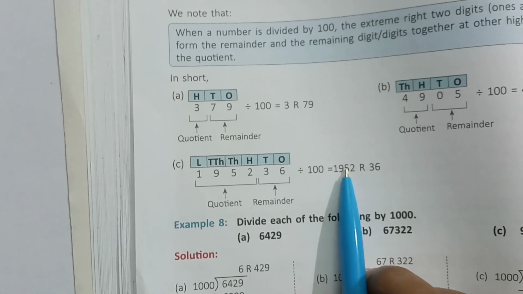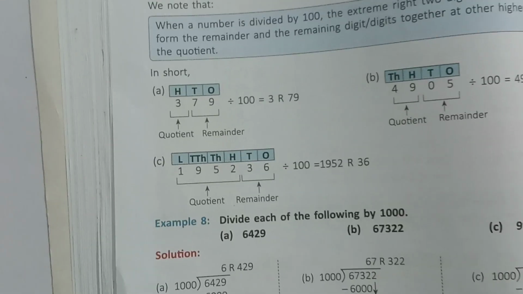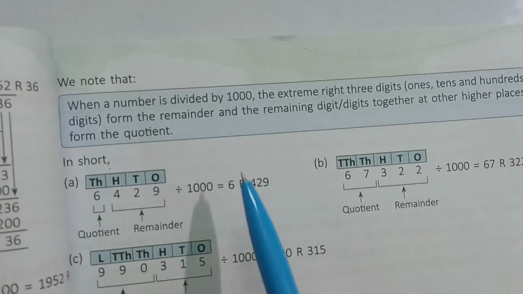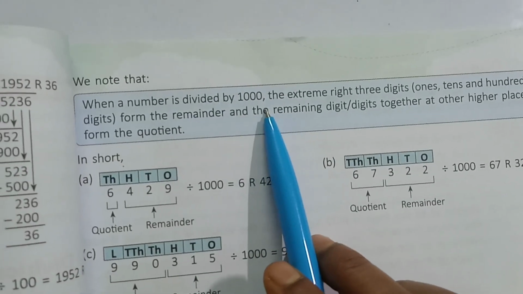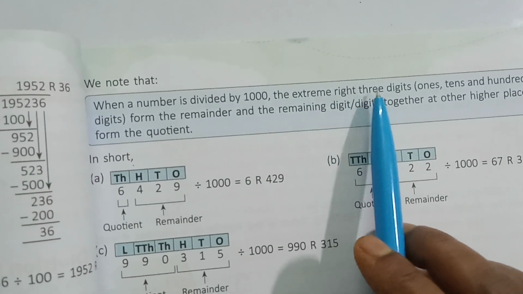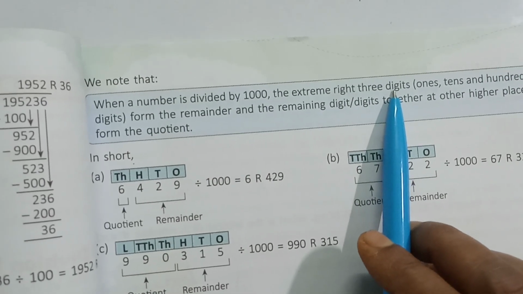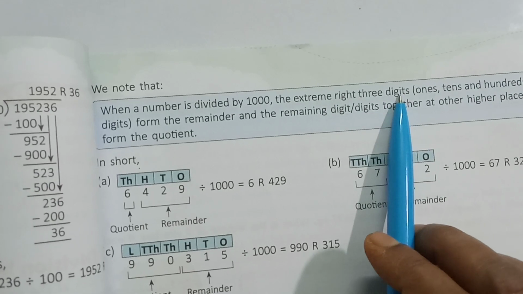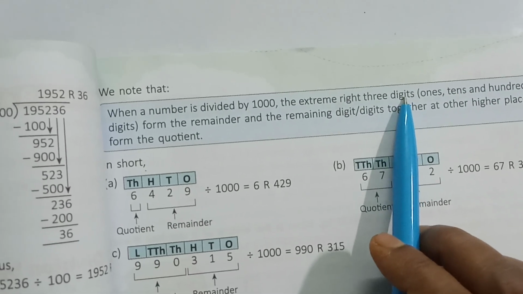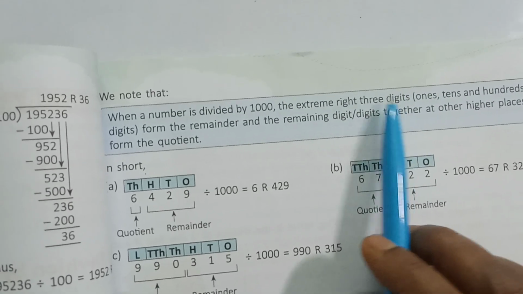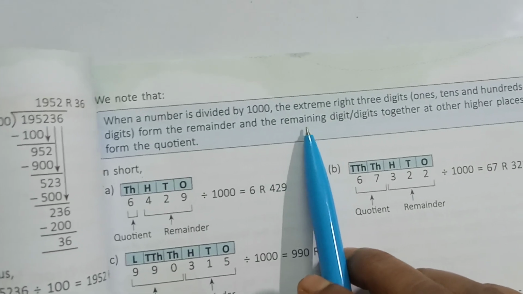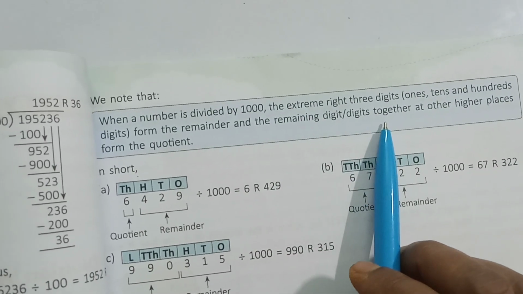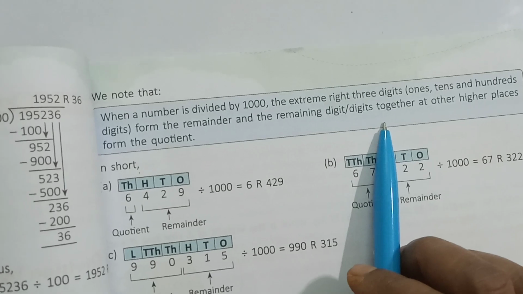Clear, children? Okay. Now moving to the next topic. When a number is divided by 1000, you take the extreme right 3 digits, because you are dividing by 1000. That is your ones place, tens place and hundreds place digits together form the remainder and the remaining digits at the higher places form the quotient.